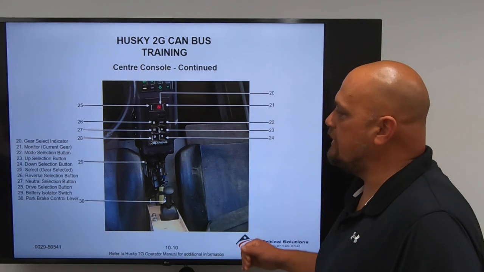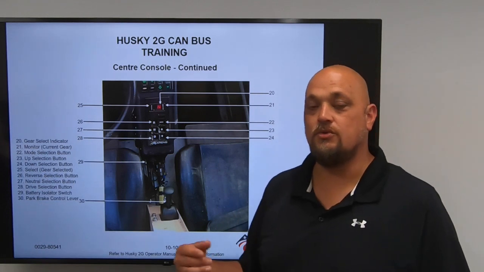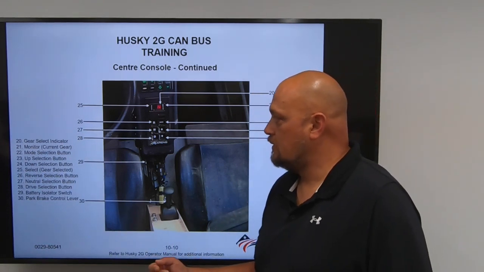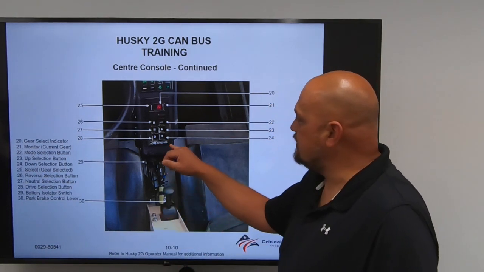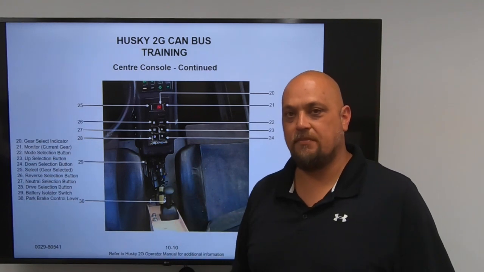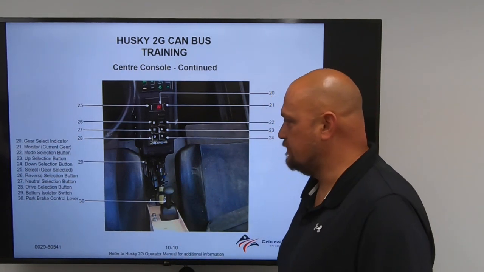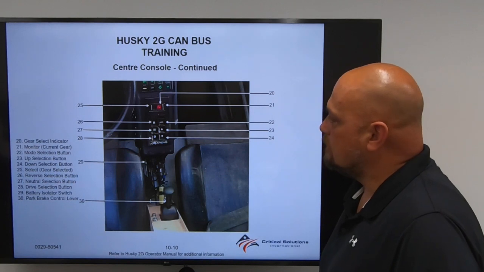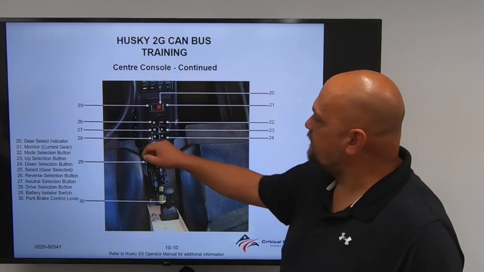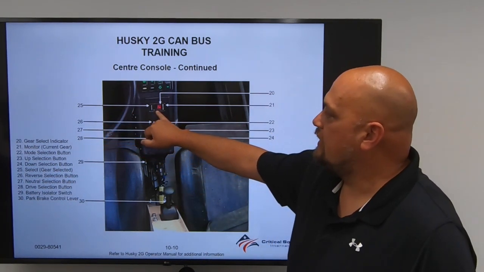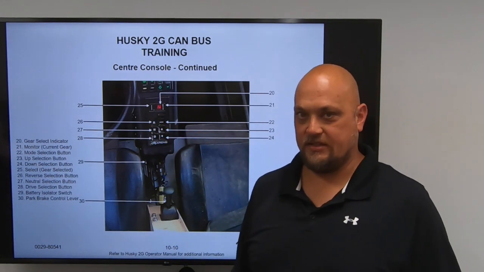Item number 23 is your up selection button. You use this to upshift the vehicle. Item 24 is a down button. You can use this button to downshift the vehicle as needed. Item number 25 on this other side is our select. That is the gear selected.